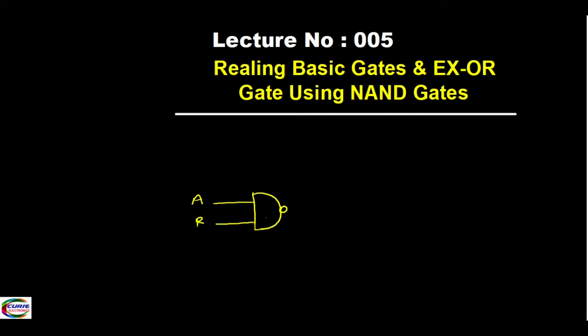A and B are the inputs. This is a 2-input NAND gate. Y is the output. Output equal to AB bar. That is the output of a NAND gate. Now we will see how to realize other gates using NAND gate.